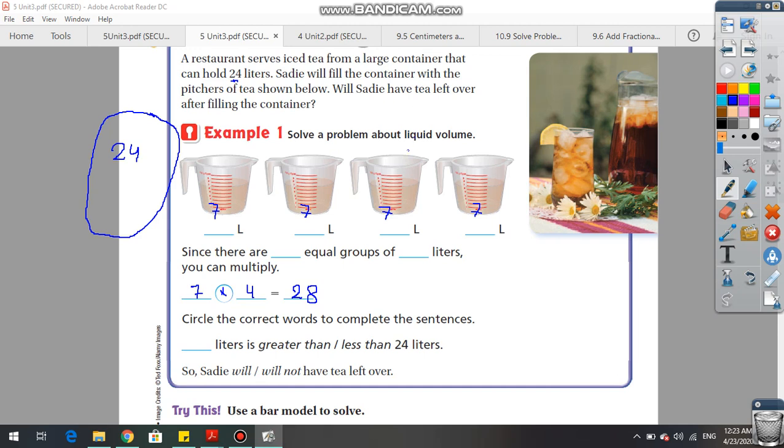Yes, he will. Now circle the correct word to complete the sentence. Is 28 liters greater than or less than 24 liters? Okay, I have 28 liters in total. It's greater than 24. So Sadie will not have tea left over. He will have tea left over.